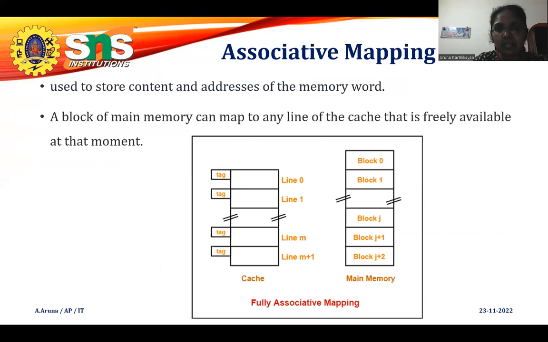The next one is associative mapping. Associative mapping is nothing but storing the content address of the memory word between the main memory and the cache memory. Here, whichever line in our cache memory is freely available at that particular moment, the main memory content can be moved there. We don't have any formula or procedure. Whichever line is free, we can map the data there.